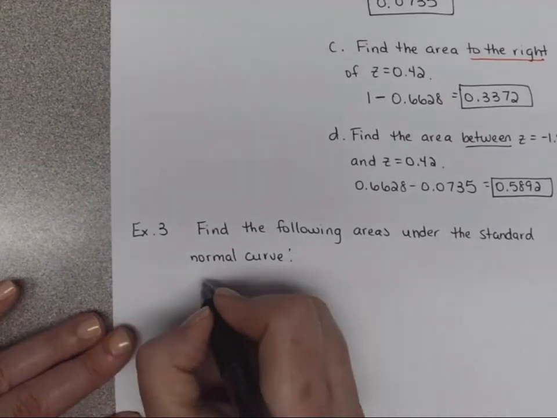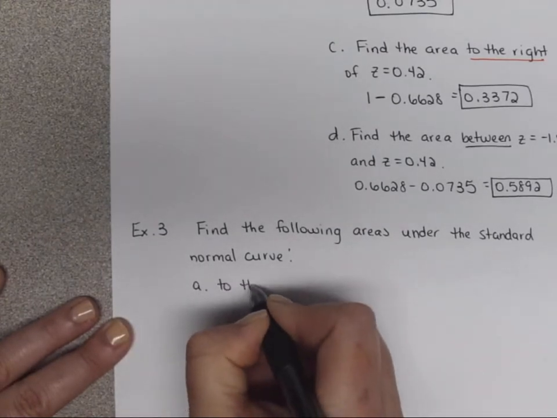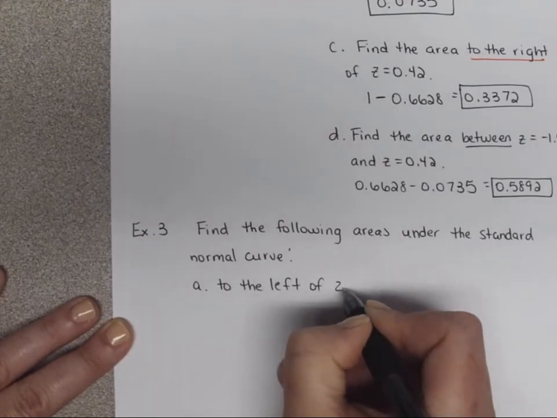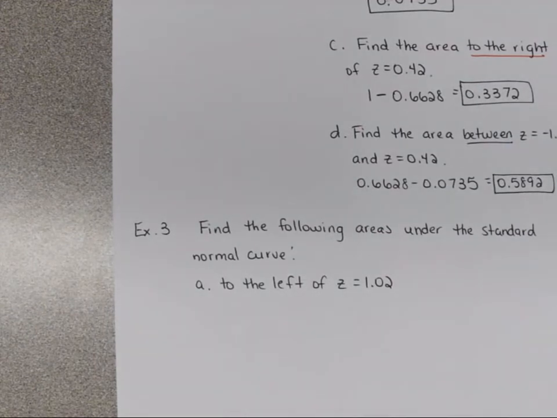Okay, so I want you to find the following, and I want you to just practice using the chart. So I want you to find the probabilities to the left of z equals 1.02. Okay, now you can draw that if you like. If you are a more visual learner, you can certainly draw these every time, but it's going to get a little tedious if you have to draw it each and every time.